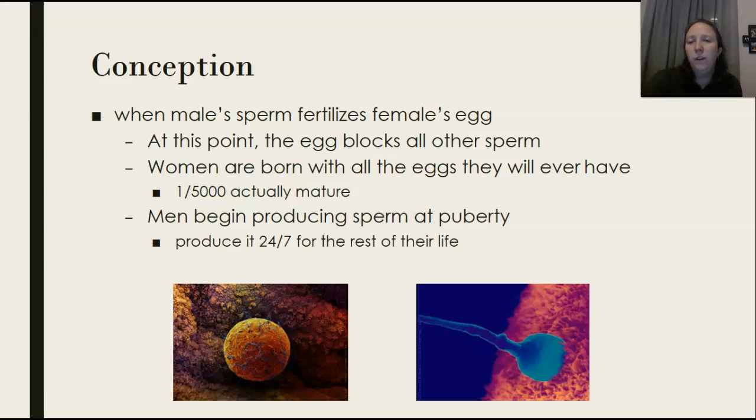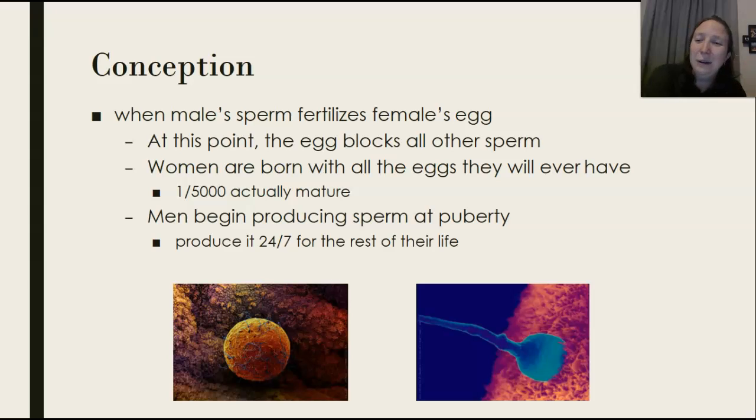Okay, so conception. This is when a male sperm fertilizes a female's egg. At this point, the egg blocks all other sperm because it can only be fertilized once. What many people do not know is that women are born with all the eggs they will ever have. What's kind of trippy to think about is that if you were once an egg in your mom when she was a baby, or more importantly, when she was a fetus, that means at one point you were an egg in your grandma.